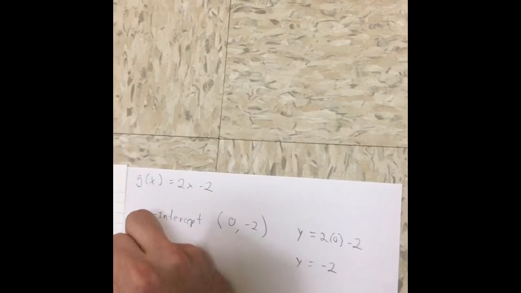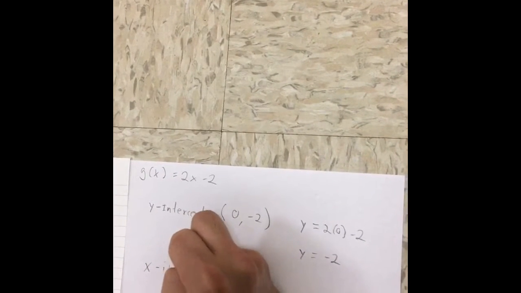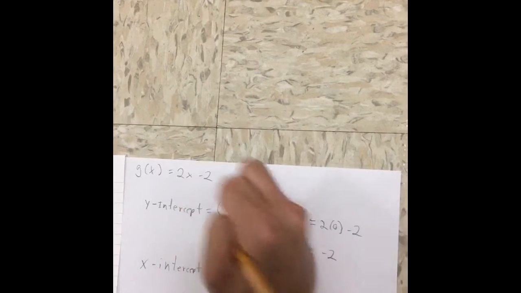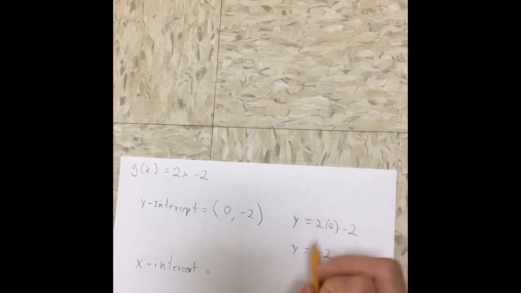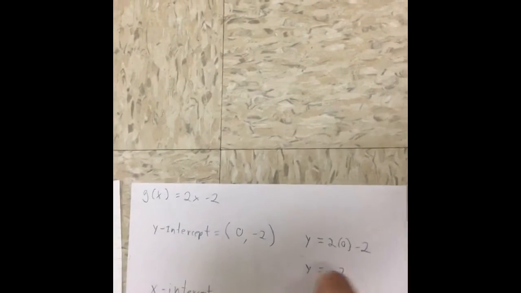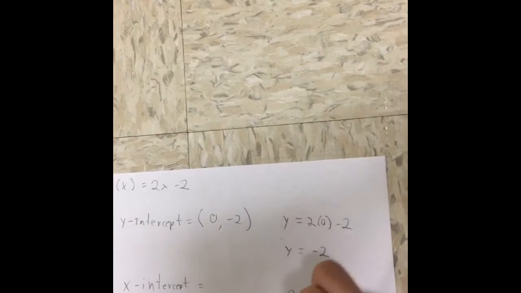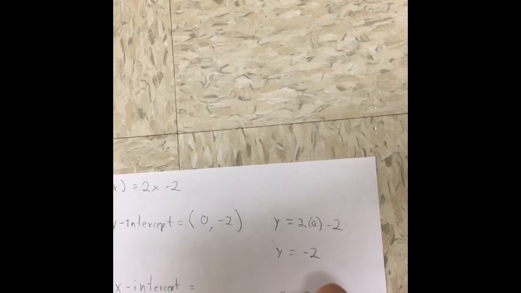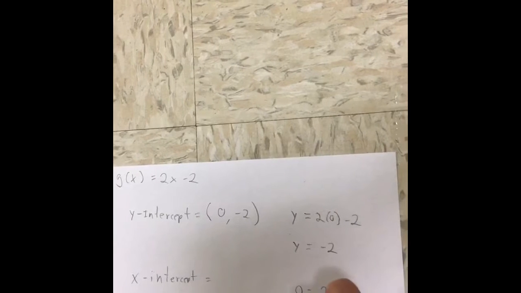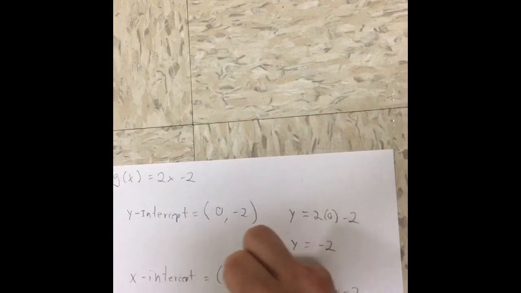Right, and then we'll do the same thing for my x-intercept. So we'll set now y equal to 0. So 0 is going to equal 2x minus 2. Bring 2 over. So that'll be 2 equals 2x. And x is going to equal 1 since we divided by 2. So my x-intercept is going to be 1, comma, 0.